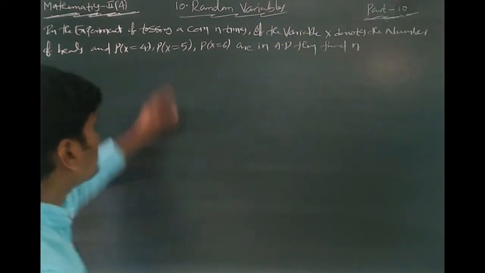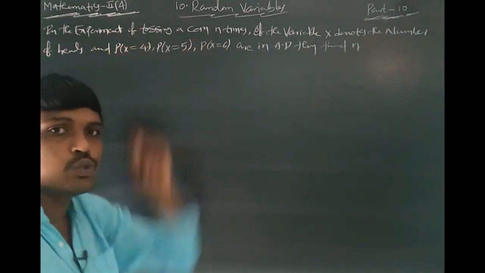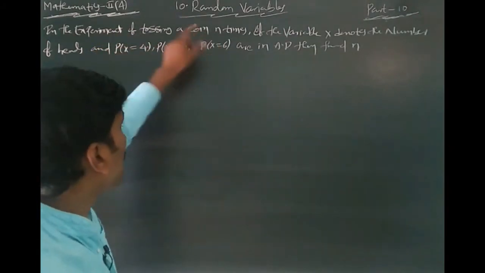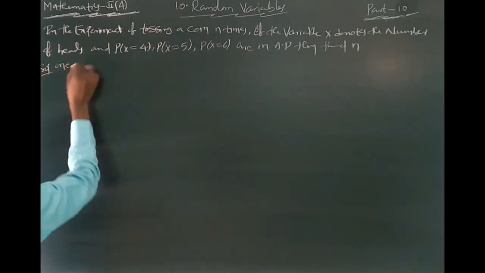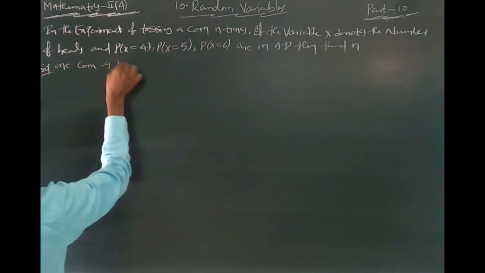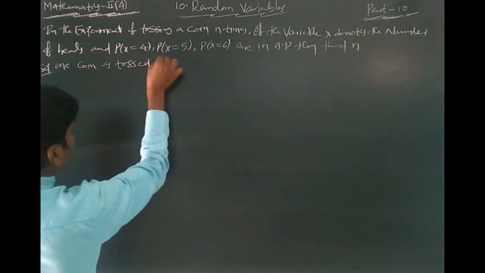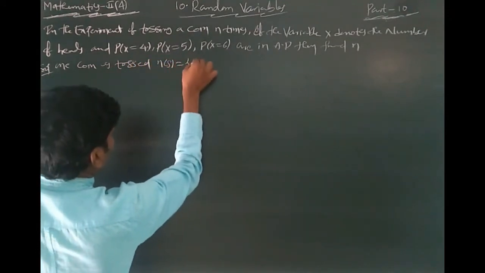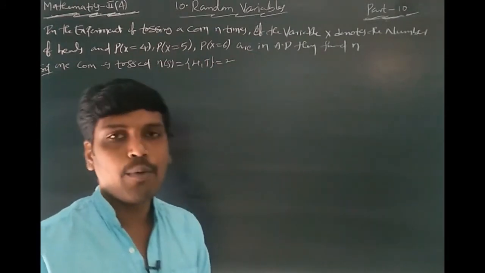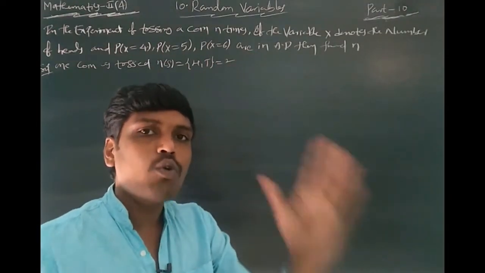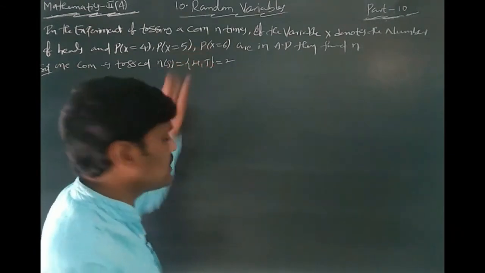See students, first of all, which experiment is done here? Which random experiment? One coin is tossed. What is the total sample space here? H comma T, head or tail, total 2 favorable conditions. Here the total outcomes are 2, since one coin is tossed.